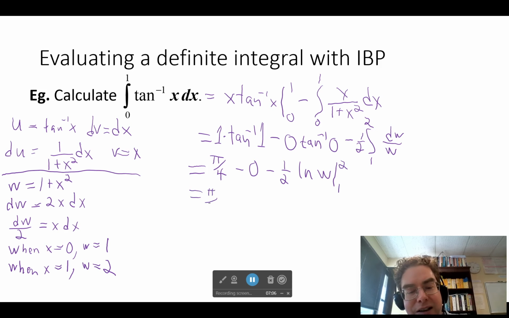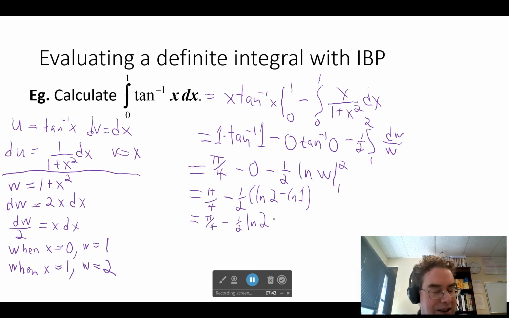We got pi over 4. Evaluating for w here, we do not have to go back to x because we changed our variables. Nice advantage of this approach. We get natural log 2. Whoa, kind of melded my L and N together there. Natural log 2 minus natural log 1. Okay, and natural log 1, you probably remember that one, is 0. So we have pi over 4 minus 1/2 natural log 2.